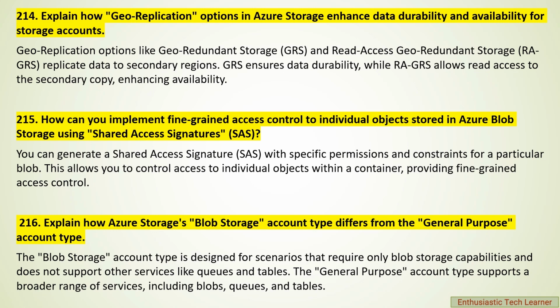How can you implement fine-grained access control to individual objects stored in Azure Blob Storage using Shared Access Signatures (SAS)? You can generate a Shared Access Signature (SAS) with specific permissions and constraints for a particular blob. This allows you to control access to individual objects within a container, providing fine-grained access control.